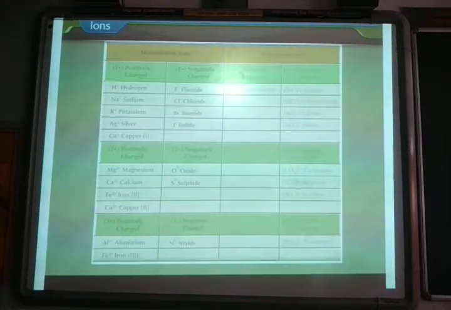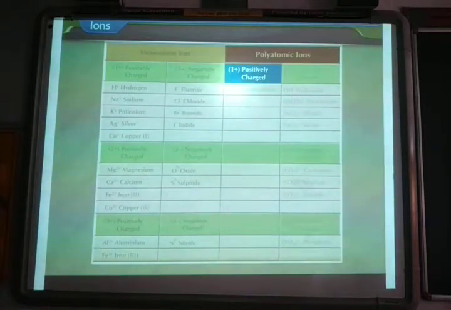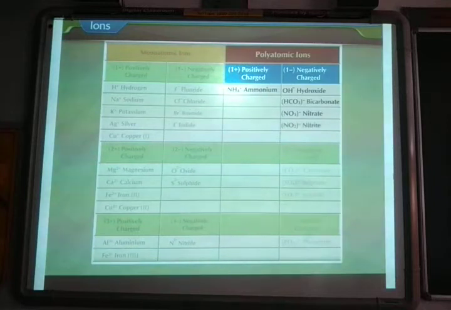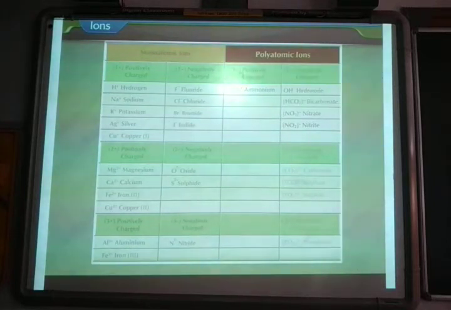Let us see some examples of polyatomic ions. An ion with 1+ charge is ammonium ion. Ions with 1- charge are hydroxide ion, bicarbonate ion, nitrate ion and nitrite ion. Ions with 2- charge are carbonate, sulfate and sulfite ion. An ion with 3- charge is phosphate ion.